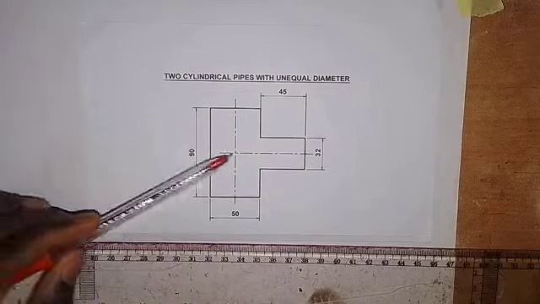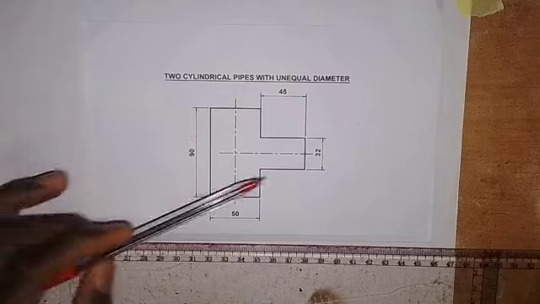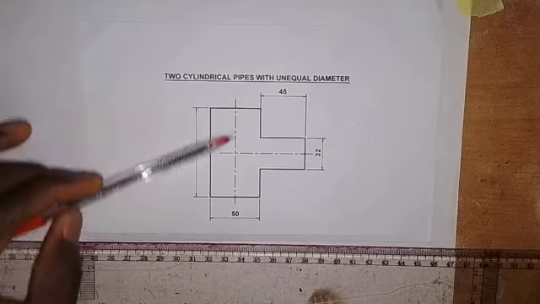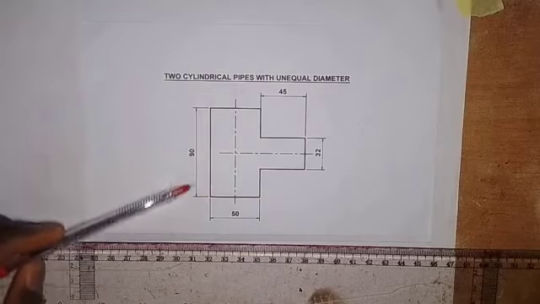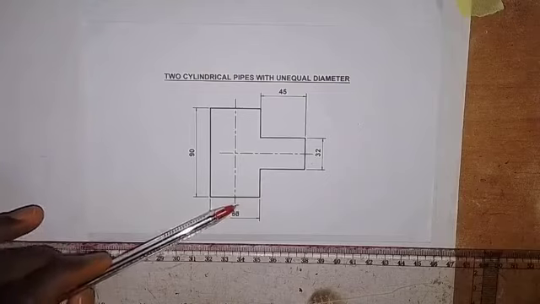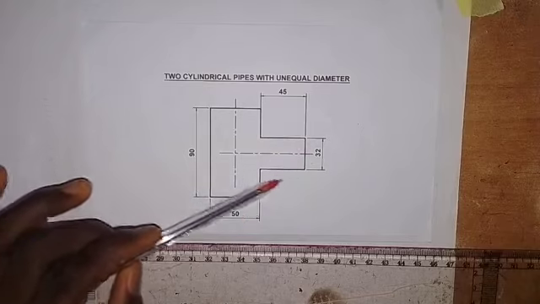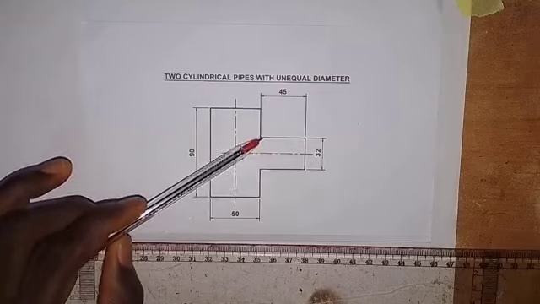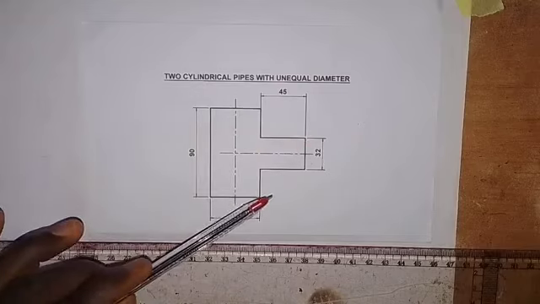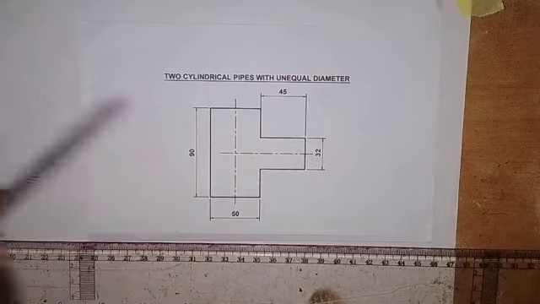In this case, we have the front elevation of the two intersecting cylinders. For the vertical cylinder, its height is 90 millimeters, while the diameter of its circular base is 50 millimeters. Then the horizontal cylinder has its length from here to here as 45 millimeters, while the diameter of its circular end is 32 millimeters.